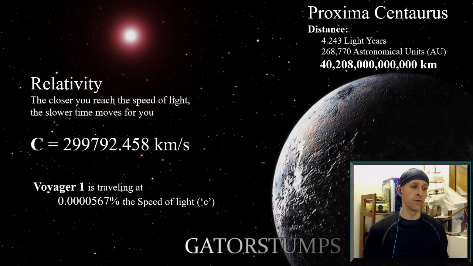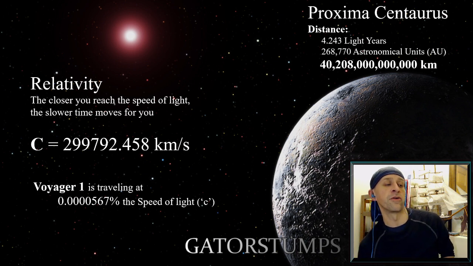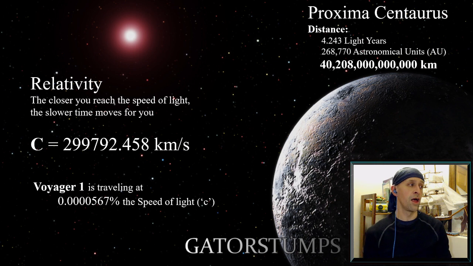And if you do the math, because light speed is 299,792 kilometers per second, in comparison, Voyager is going 0.0000567% the speed of light. It is nowhere near in the range of how fast you need to be going for light speed relativity to even matter. Even at 38,000 miles an hour, speed of light relativity doesn't even come into play.